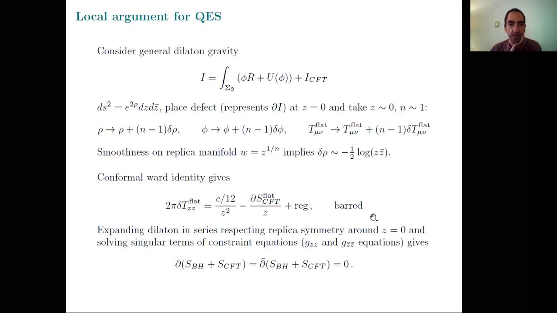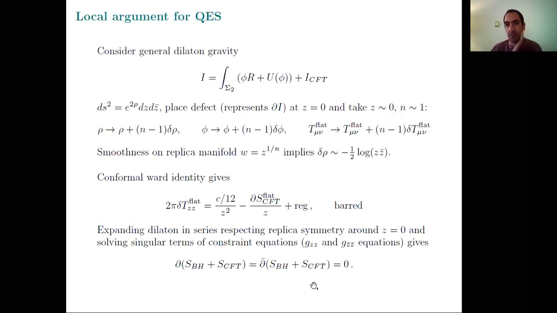And now what we want to do is solve the constraint equation. So we expand the dilaton, this delta phi, in a series, and we want to assume replica symmetry, meaning we only have combinations like Z Z bar. If you solve the singular terms of the constraint equations, which are just the equations of motion for G_ZZ and G_Z bar Z bar, these are just the simple pole terms in the equation, you find that this has to be true: the derivative of the gravitational entropy plus the CFT entropy is 0. Okay, and this is just the QES condition.